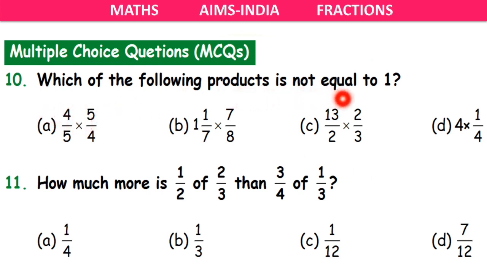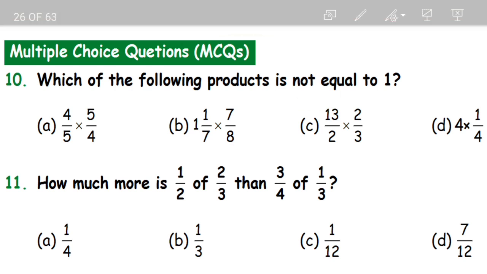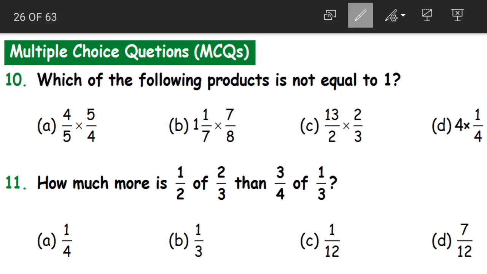Which of the following products is not equal to 1? Now again, these multiple choice questions are given in your competitive exams, right? So whenever such questions are given, let us check how to solve this. We need to check each option whether their product is equal to 1 or not. Now 4 ones are 4, 5 ones are 5. So the product is 1, correct.